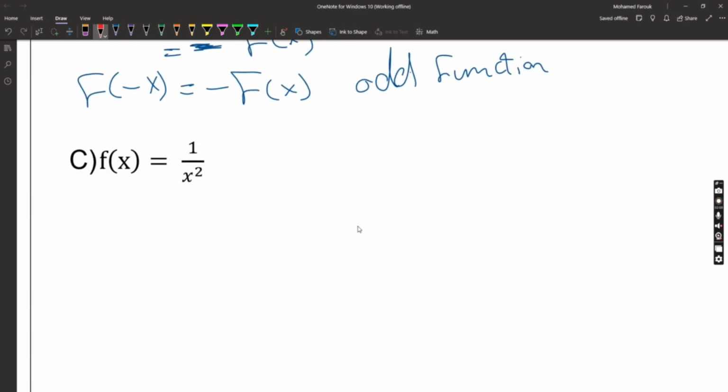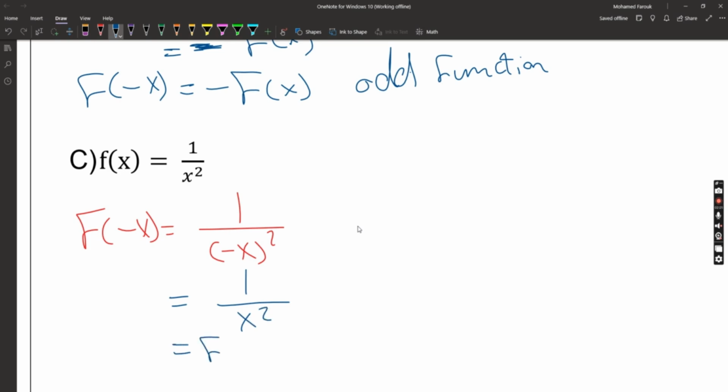Okay, let's do this one. We will get f of negative x. We will replace x with negative x. Okay, it will be 1 over x squared. It's your original function f of x. So this one is even.